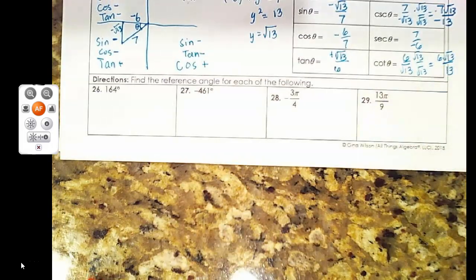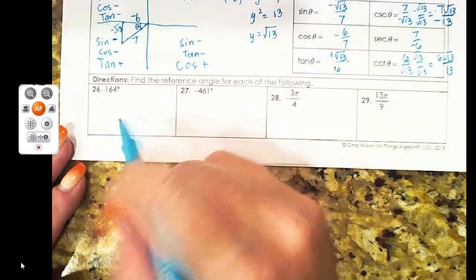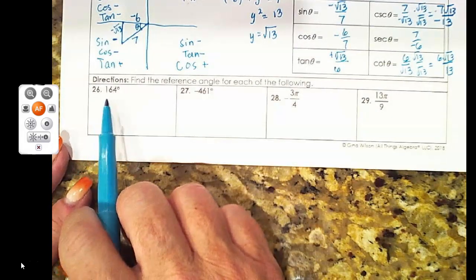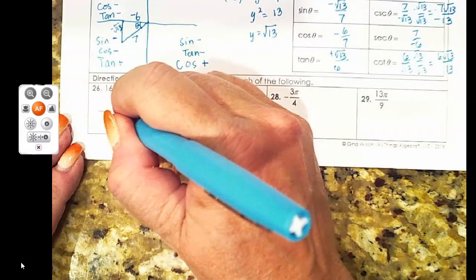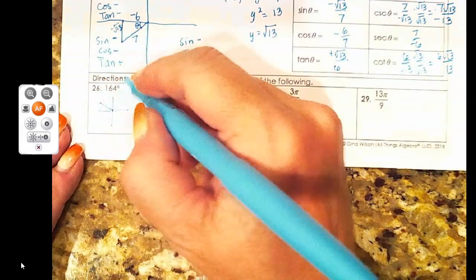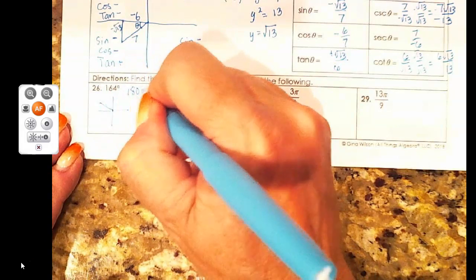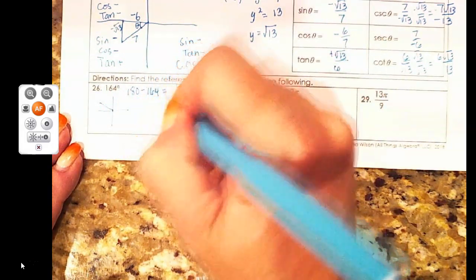Last but not least, find the reference angle for each of the following. You need to be able to picture where this angle is, and then figure out what's the relationship between that and the x-axis. So you don't have to draw it, you just have to be able to picture it. So 164 is over here, so that tells me I'm doing 180 minus 164. I get 16.